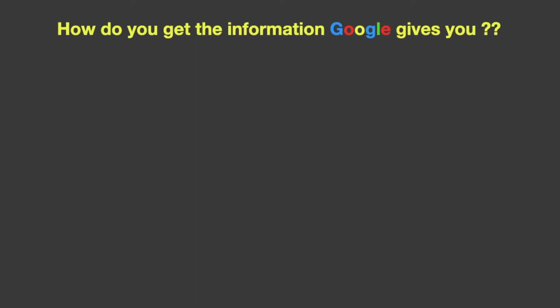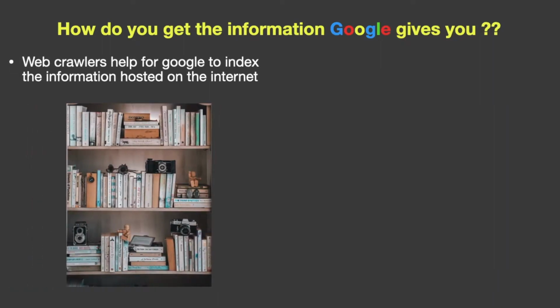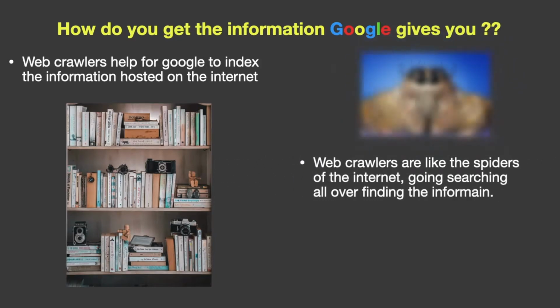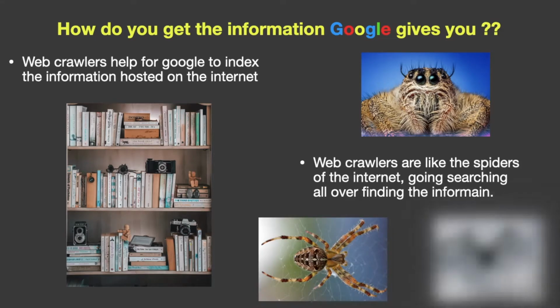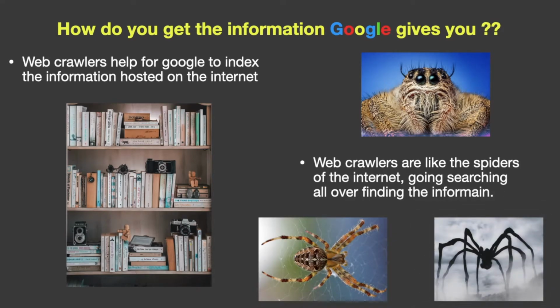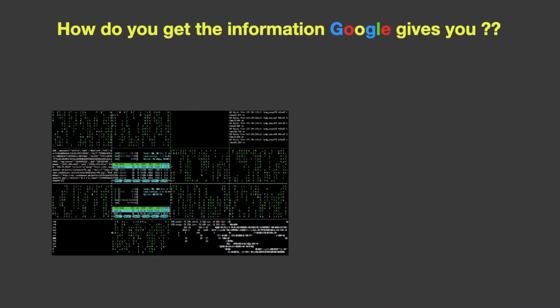So how exactly do you get the information Google gives you? Google basically indexes everything on the internet, and by indexing, think of the biggest library ever, and then you have a librarian that can take you to any book inside that library. What happens with Google is they use these things called web crawlers, and they're like the spiders on the internet. They crawl over anywhere they can get into, any little spot they can get into, they will get into, and they will index this information for Google to use.